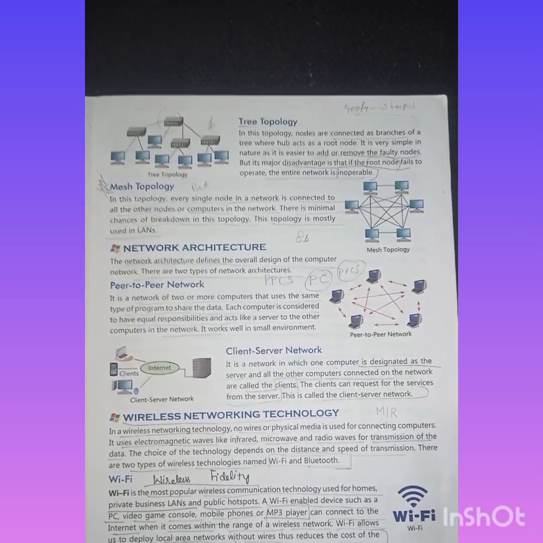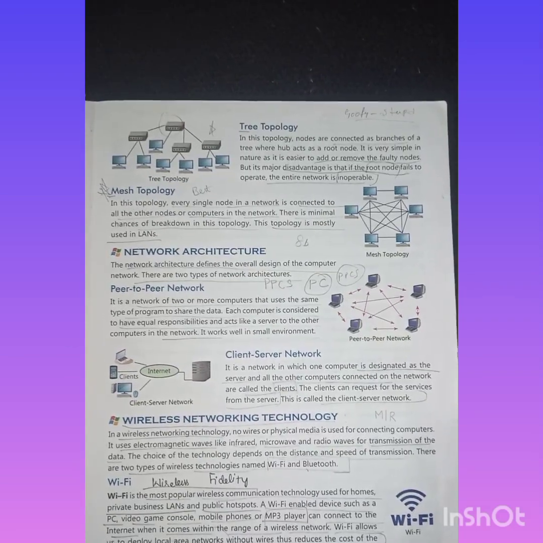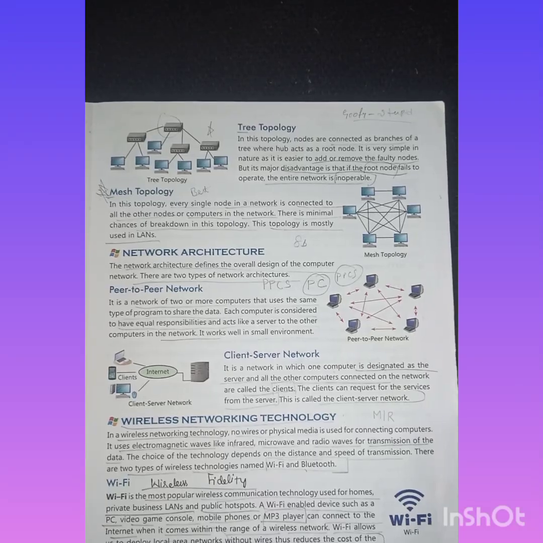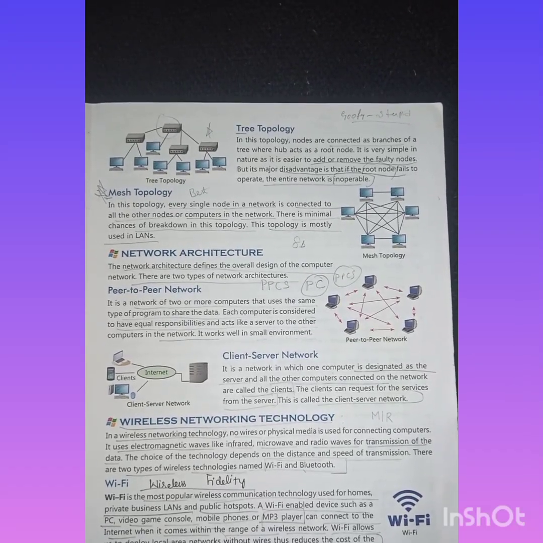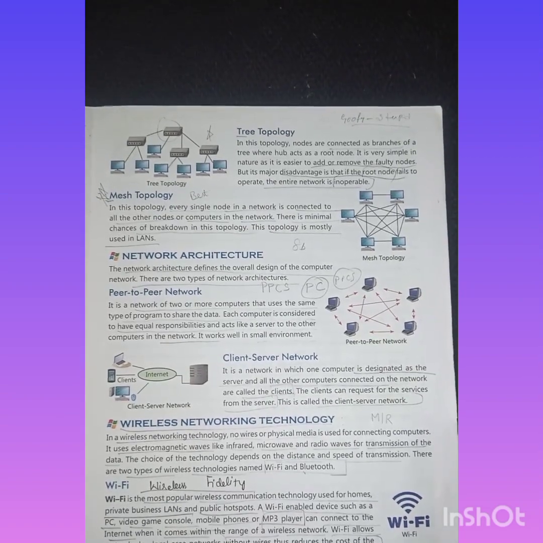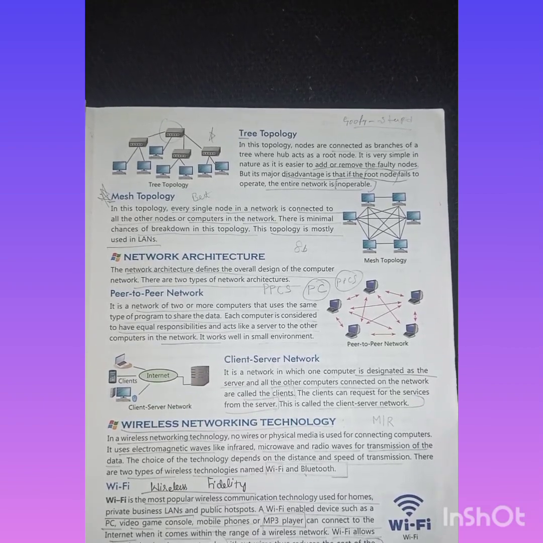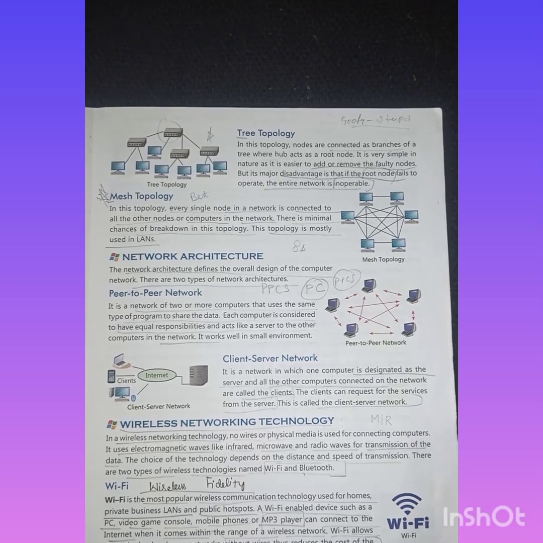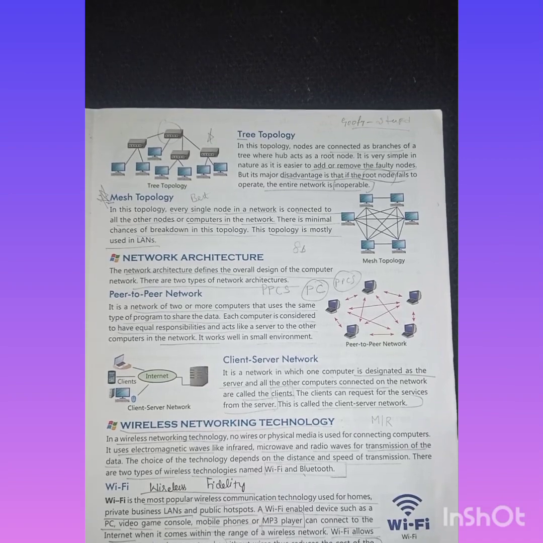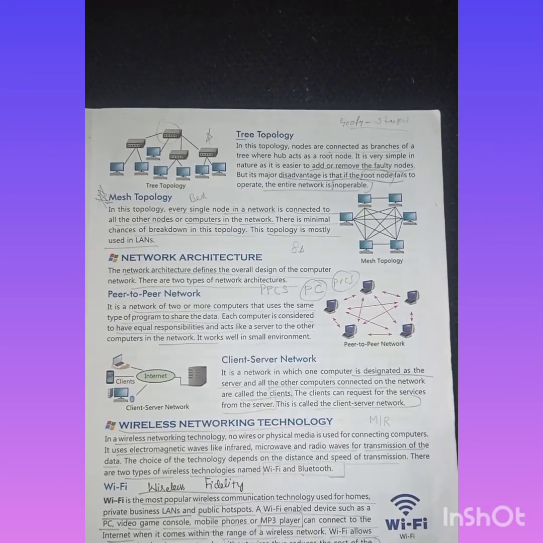Next is network architecture. There are two types of network architecture. One is peer-to-peer, that is point-to-point, and the next is client-server network. The network architecture defines the overall design of the computer network. Peer-to-peer network is a network of two or more computers that use the same type of program to share the data. Each computer is considered to have equal responsibilities and acts like a server to the other computers in the network.